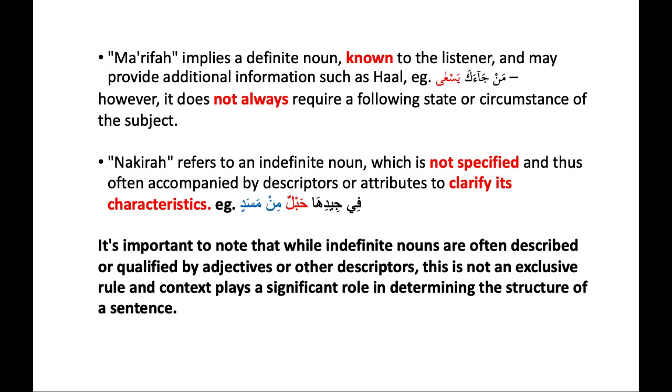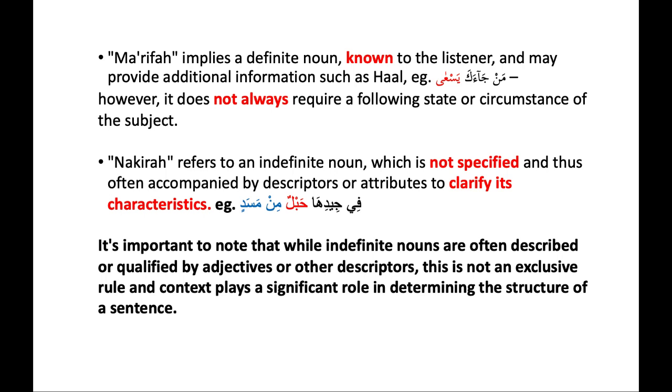Marifa implies a definite noun, which is known to the listener, and it may provide additional information such as Haal. For example, Man ja'aka yas'a. However, it does not always require a following state or circumstance of the subject.